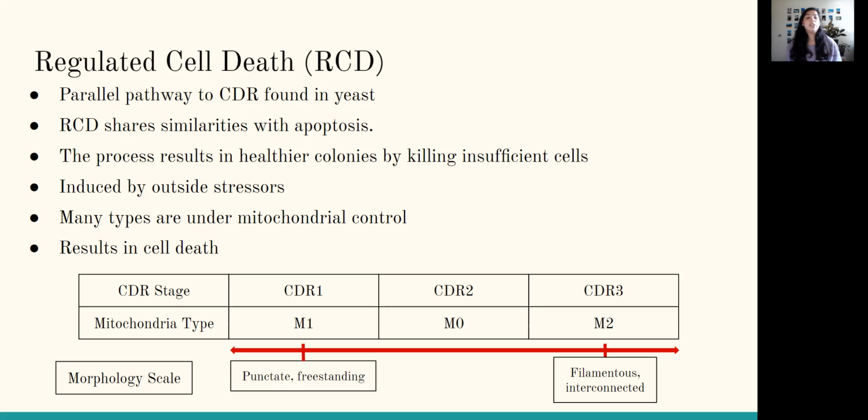Regulated cell death is induced by outside stressors. It also can be induced by internal stressors, and much like CDR, is under a lot of mitochondrial control. At the bottom here, you see our mitochondrial morphology scale. You can see that mitochondria types are assigned to each stage of CDR based on their morphology, and it is on a spectrum, and this will become really important later when we're tying what we observe in our experiments to CDR and regulated cell death.